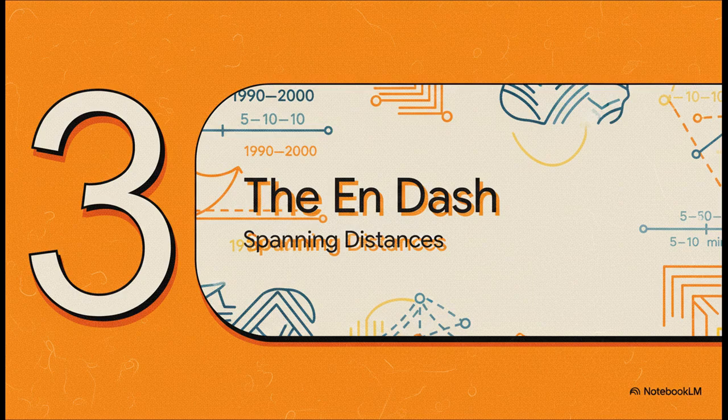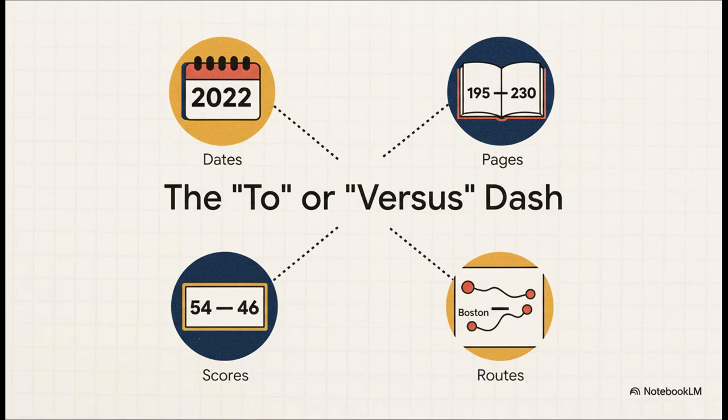Okay, tool number 2, the N dash. You can see it's a little bit longer than a hyphen, and as our spanner, its whole job is to bridge gaps. It shows ranges, relationships, and distances. It's the punctuation mark you use for all kinds of connections. You know, the easiest way to think about the N dash is just as a substitute for the words to or versus. It's perfect for a range of dates, like 2022 to 2024, or for page numbers, like pages 195 to 230. It works for scores, too.